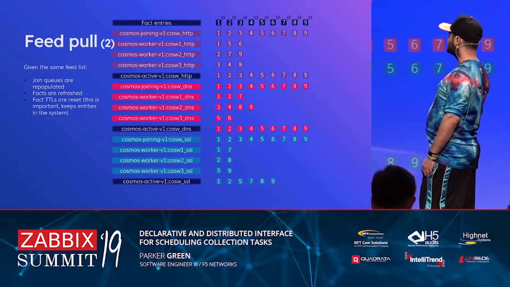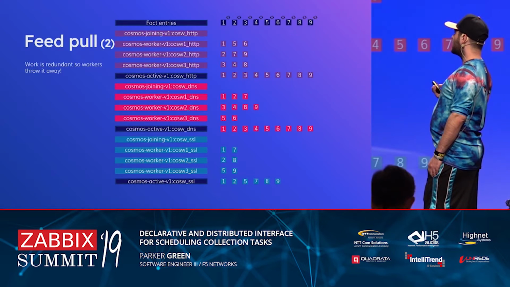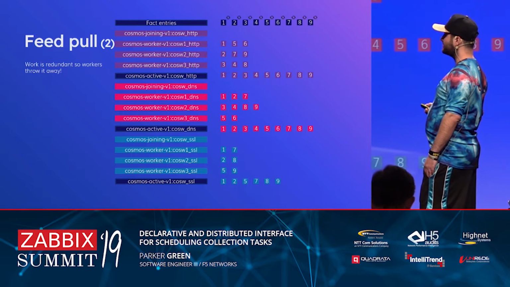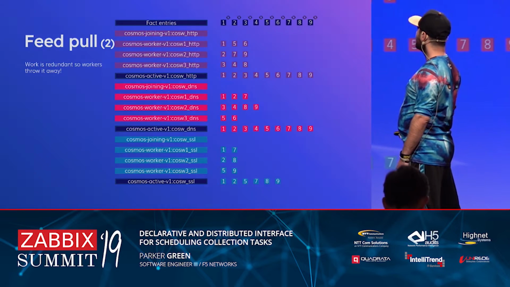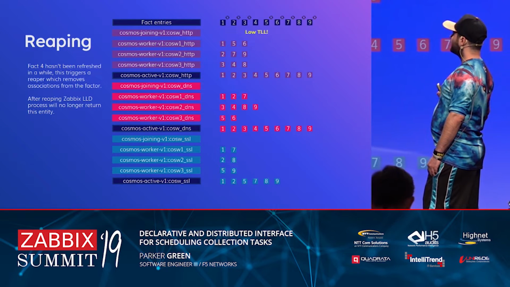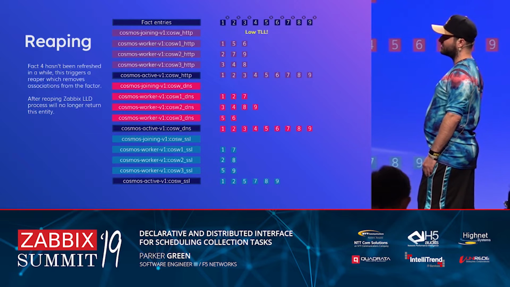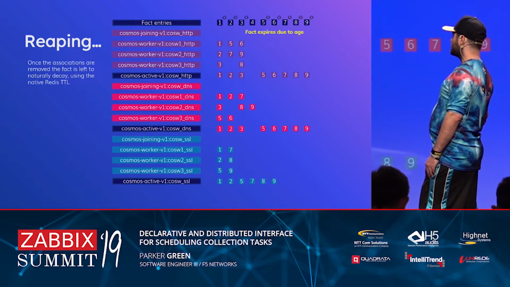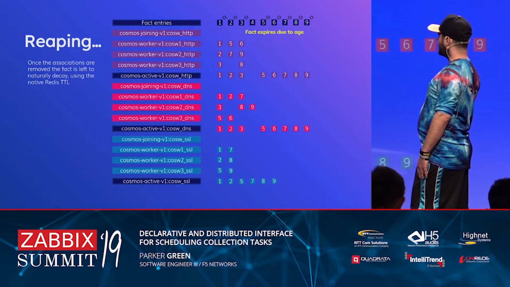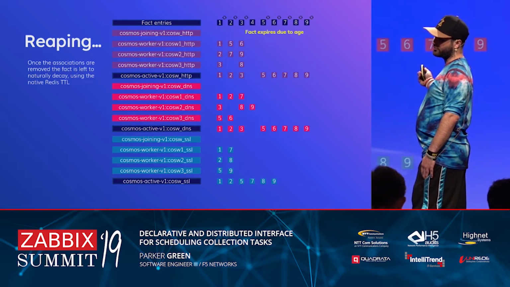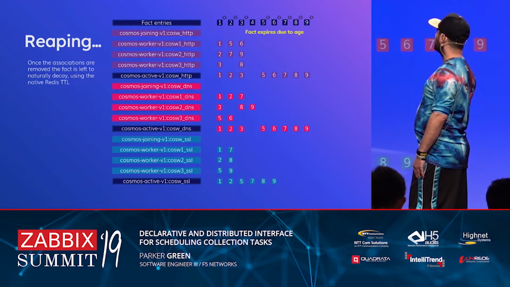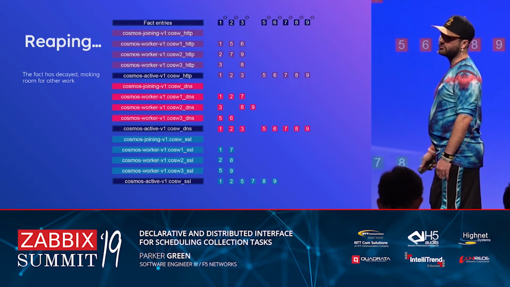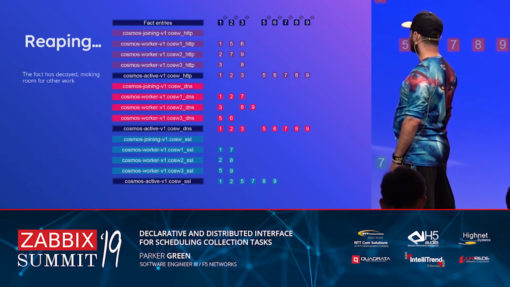So that gets there. Join queues get populated again. And then the election cycle runs, and it has noted that everything is already in the system, so it basically throws all that away. So here we have a low TTL, and when that happens, a Reaper is activated, and the Reaper comes in and removes the association with the worker, and that will cause the LLD no longer to return that entity, and we'll stop testing that. And then the fact up here naturally decays with Redis's time to live mechanism.